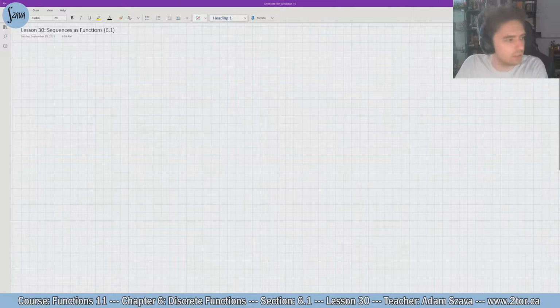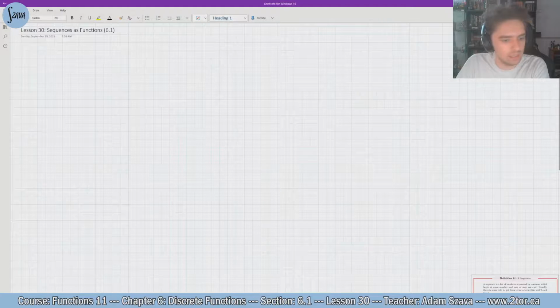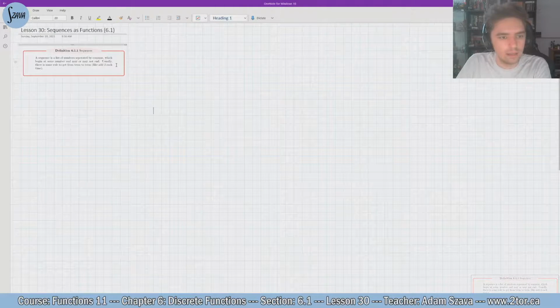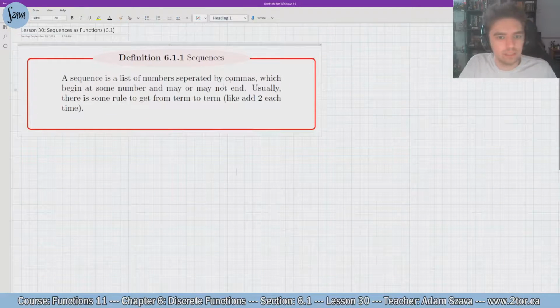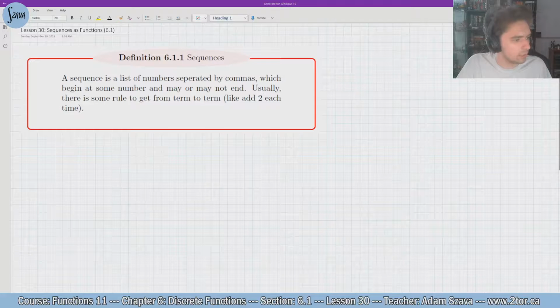So I'll take up the definition from the notes here quickly. The definition of a sequence is a list of numbers separated by commas which begin at some number. Importantly, they begin at some number and may or may not end. Usually there's some rule to get from term to term, like add 2 each time. So I'll go through some examples here quickly.